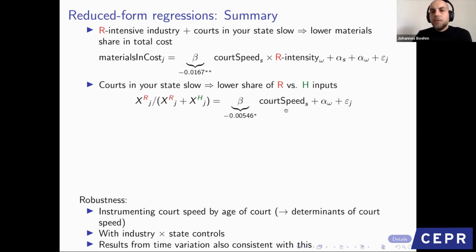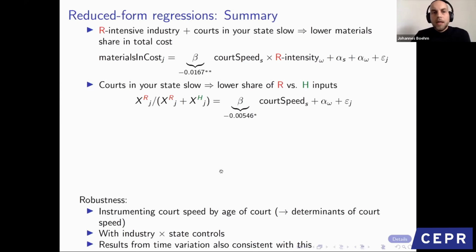Okay, so if you're located in a state where the courts are slow, okay, then on average you're tilting your mix of intermediate inputs away from relationship-specific inputs and towards homogeneous inputs. Okay? So again, that works also with an IV and with a lot of controls, and also if you identify it from the time variation only, and so on.